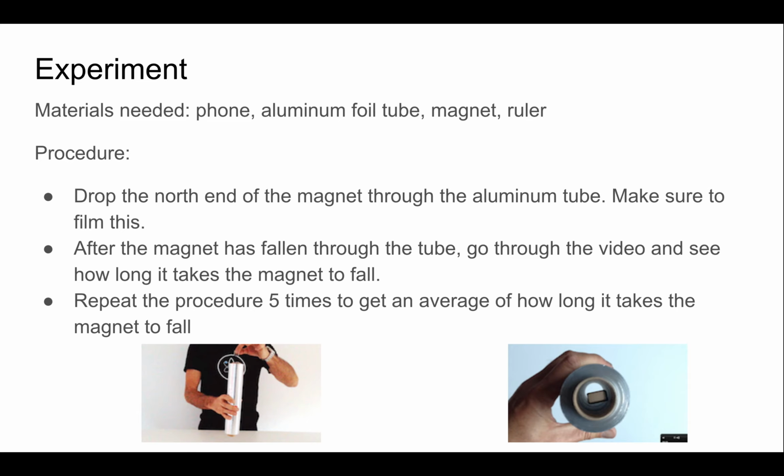So the experiment materials needed were my phone, the aluminum foil tube, a magnet, and a ruler. So the procedure: drop the north end of the magnet through the aluminum tube. I made sure to film this. So after the magnet fell through the tube, I went through the videos and I saw how long it took the magnet to fall, and I repeated this 5 more times.